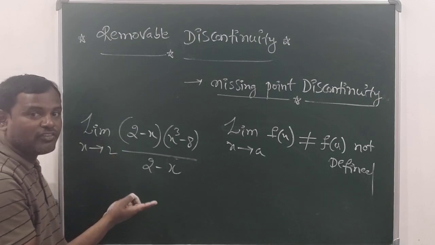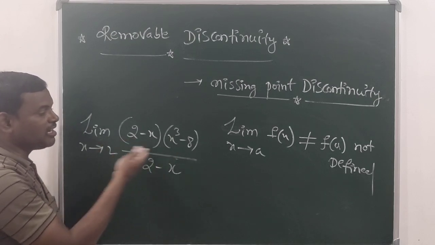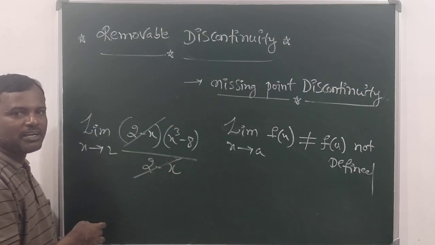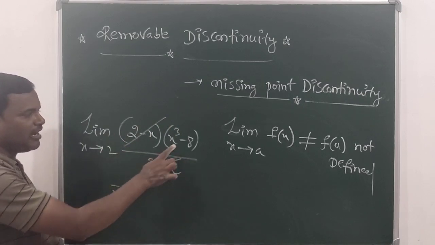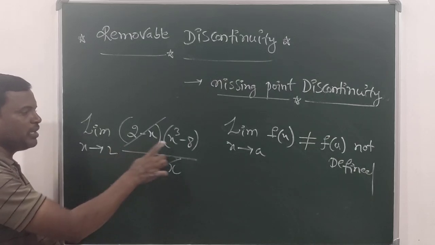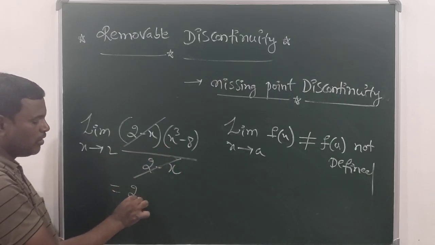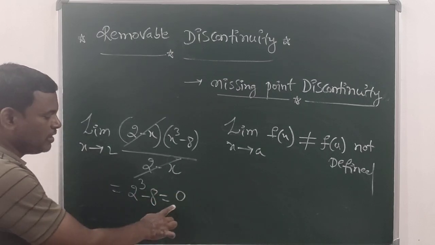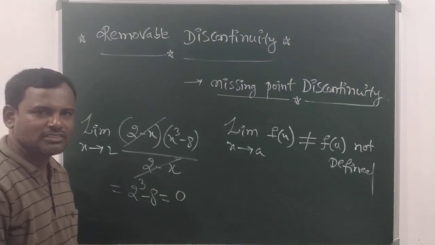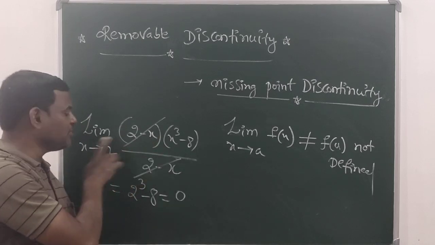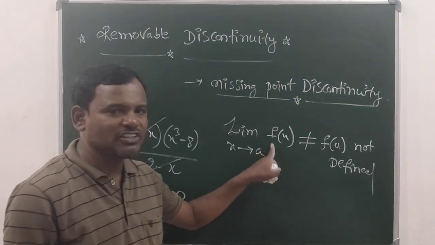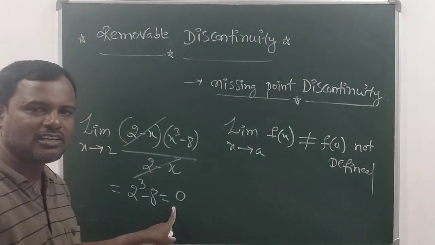How do we evaluate? We have various methods. Here it is already factorized. One common factor is there in the numerator and denominator. Now cancel it, and after cancelling, substitute x equal to 2 here. So what do we get? 2 cube minus 8, so you will get 0. 0 is a real value. Hence the limit value of this function when x approaches 2 is 0. Means here the limit of the function is defined. How much did you get? 0.